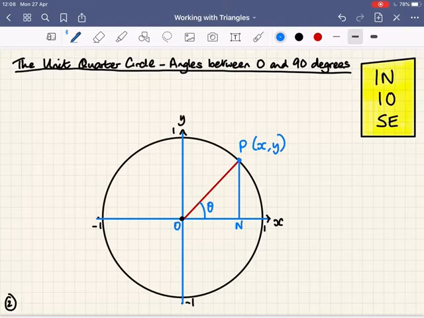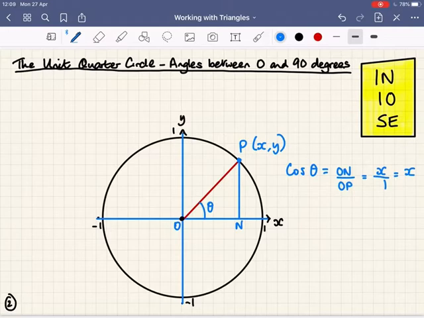It will tell us something about what x and y denote. In this right-angled triangle, cos theta is the adjacent side, that's ON in my triangle, divided by the hypotenuse. Cosine is adjacent over hypotenuse. The hypotenuse is OP, but its value is 1, because the radius is always 1. The length ON is the value of x. So cosine theta is actually equal to x.